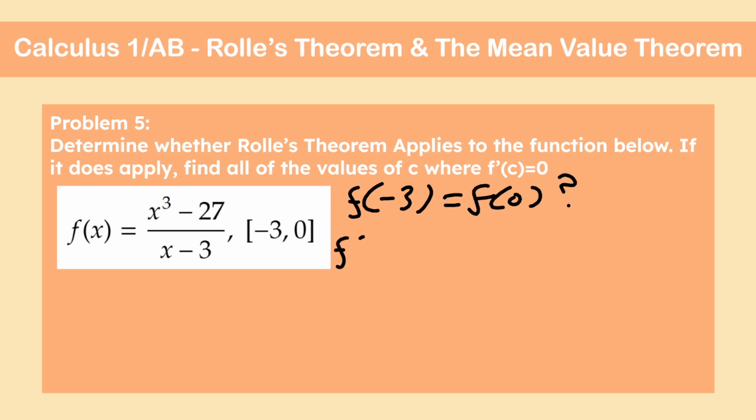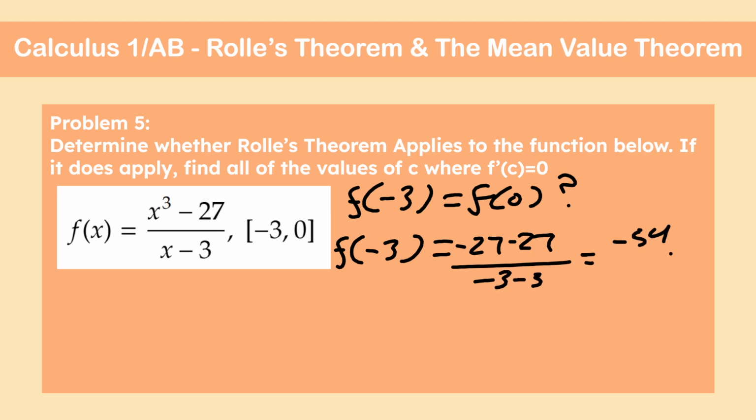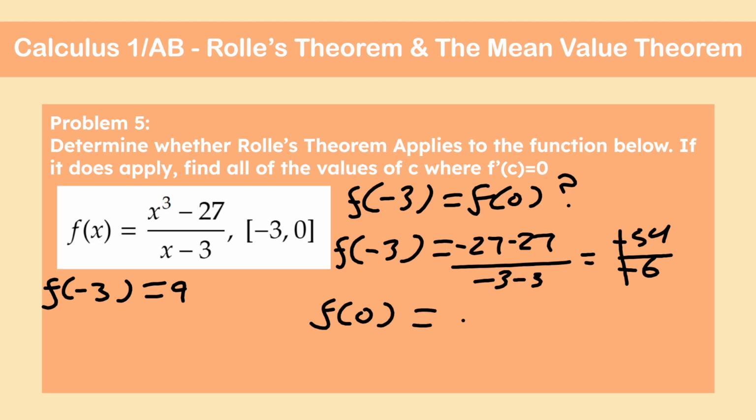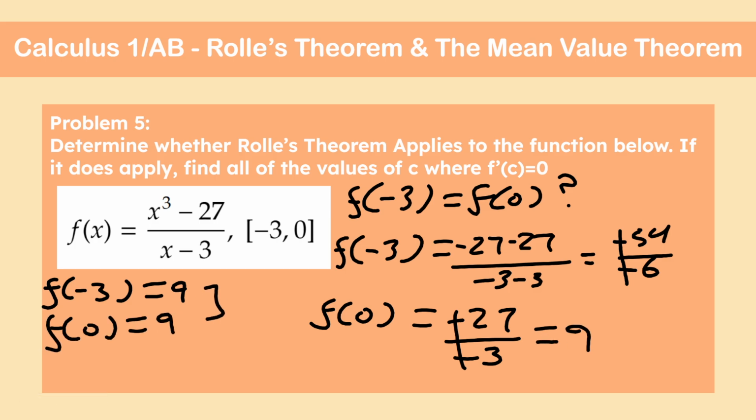So let's plug in f(-3). f(-3) will be (-27 - 27) over (-3 - 3). So we get -54 over -6. These turn positive, and we get that f(-3) is equal to 9. So now let's find f(0). f(0) would be -27 over -3. This turns positive, and this is 9. So these two are equal, which means that the theorem does apply.